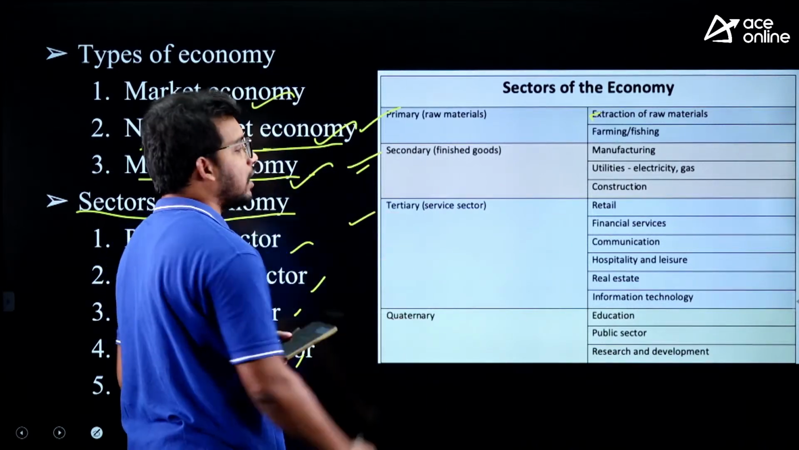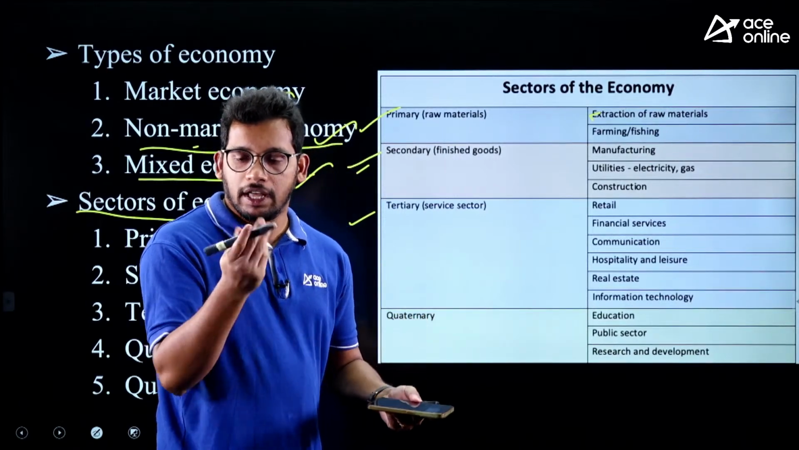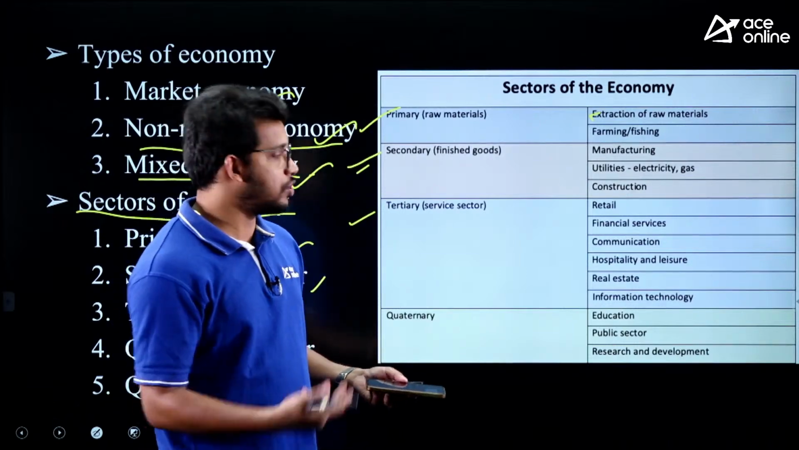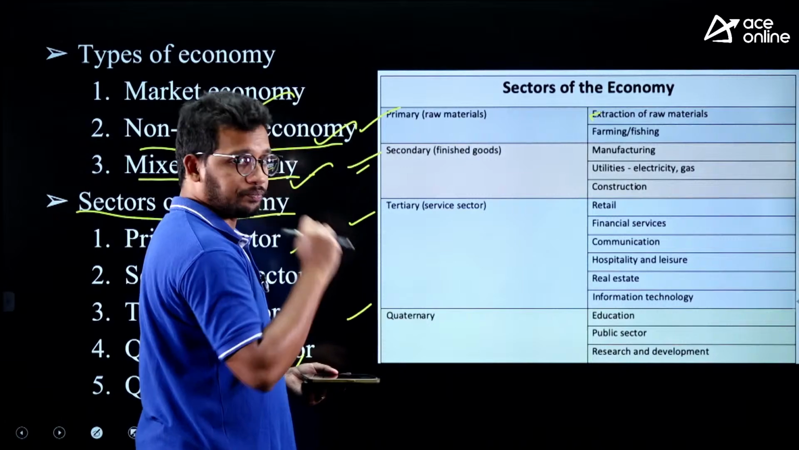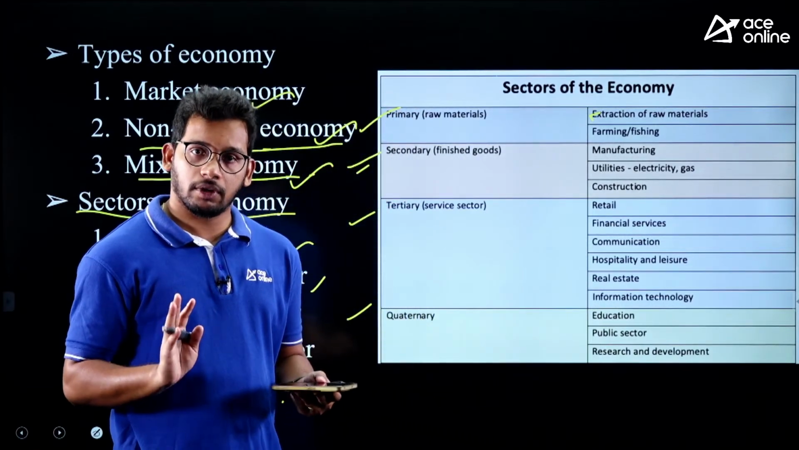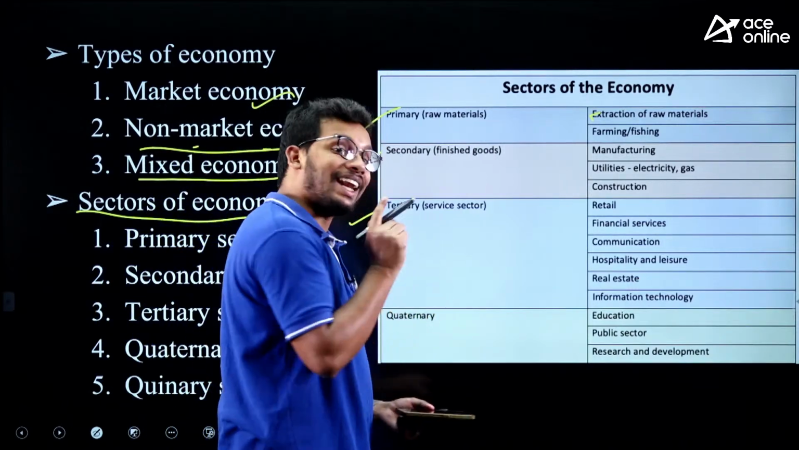And tertiary sector, we have the service sector. There are no goods produced, no physical goods. There is only service, like hospitality, restaurants, hotels. All these are the service sector. And quaternary includes research and development, like ISRO, right? So any research and development, scientific, all those things include the quaternary sector.